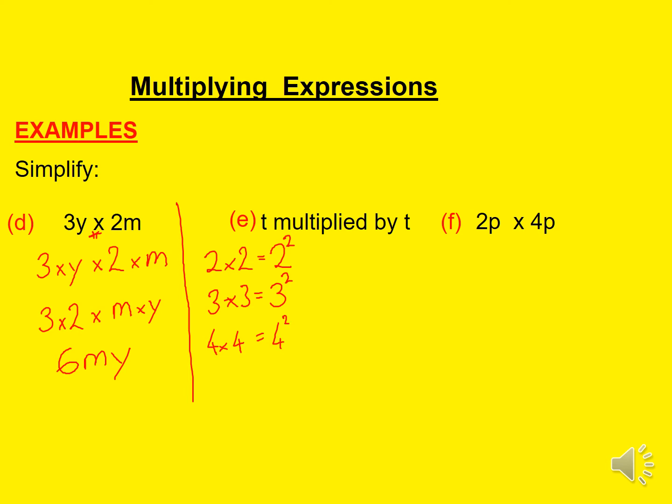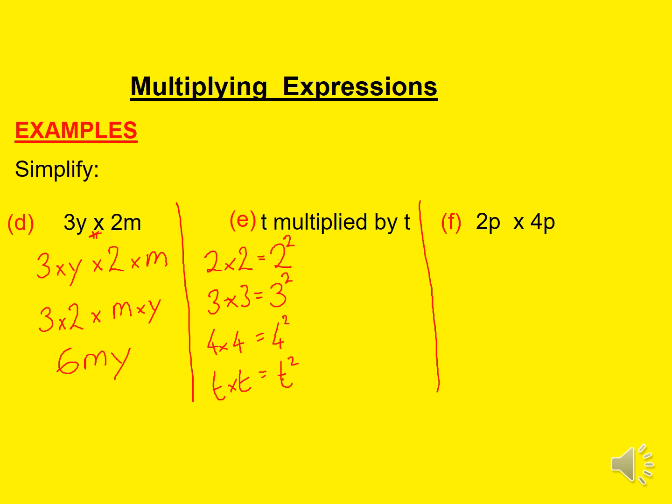So here we've got t multiplied by t. How do we think we could write t times t? So look at the pattern. We've got 2 times 2 is 2 squared, 3 times 3 is 3 squared, 4 times 4 is 4 squared. What do we think t times t would be? If you've guessed t squared, you are right on the money. t times t is t squared. So very well done if you managed that. And we're going to use that in our next one to work out what this is.